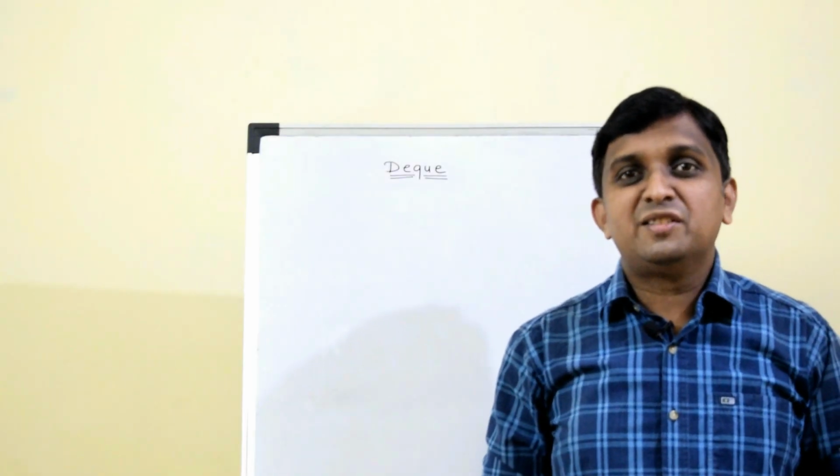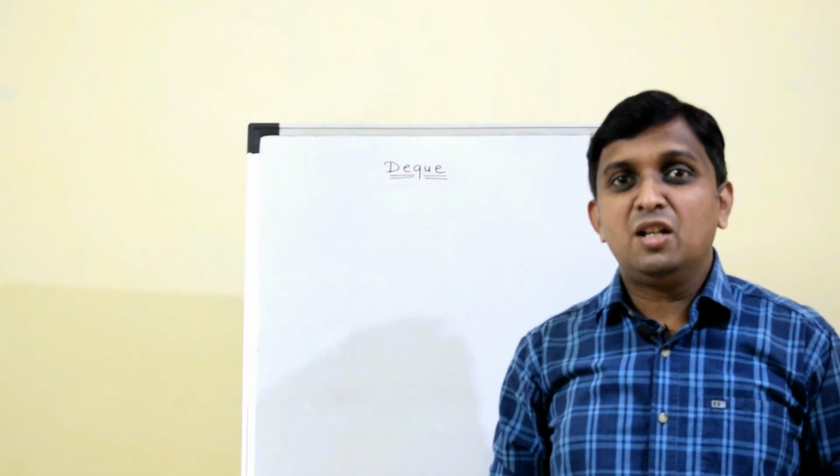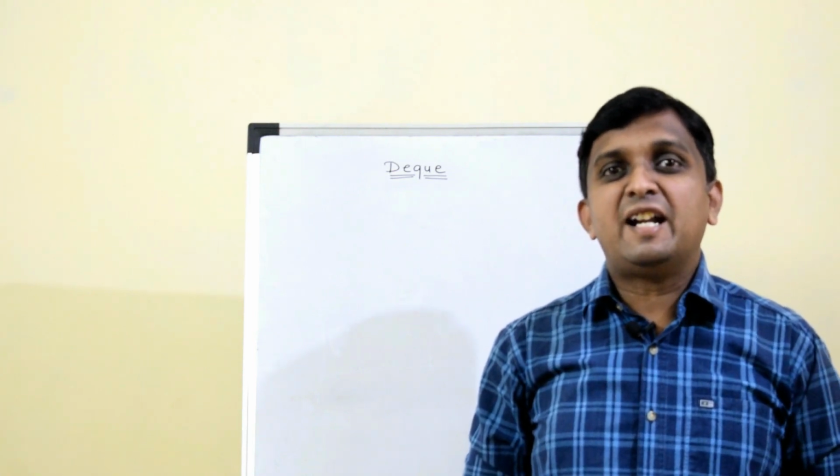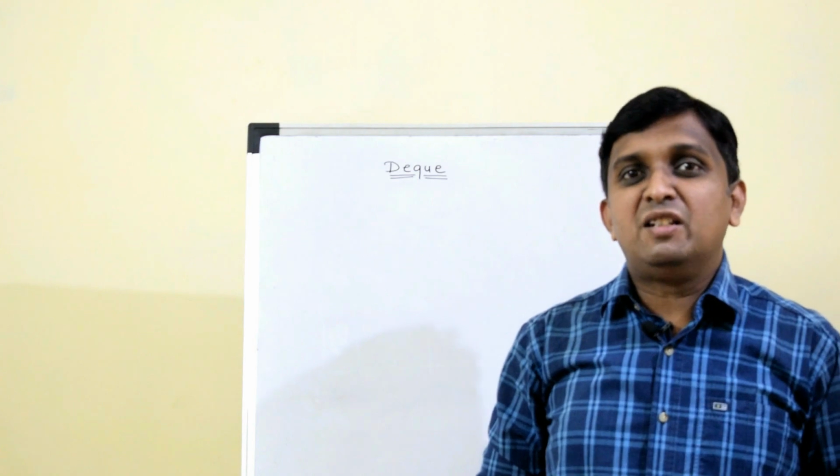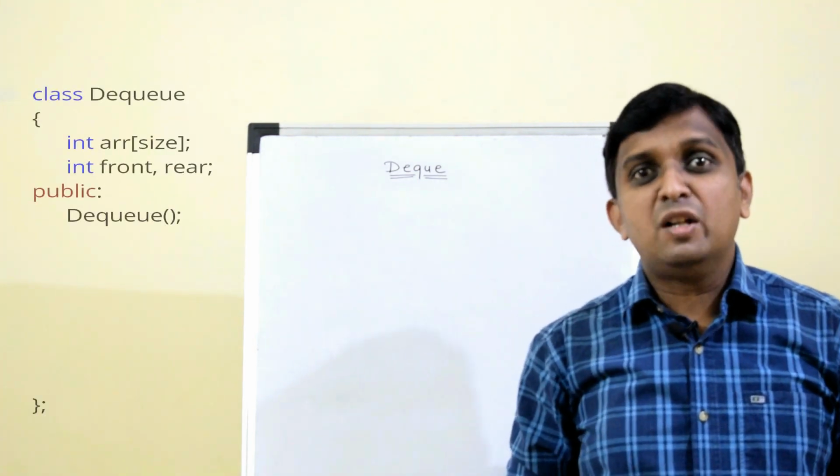The last type of queue is dequeue. Dequeue stands for doubly ended queue. So in dequeue I can perform insert and remove operations from both the ends. If you see the class dequeue, I will write 4 functions for insert and remove.